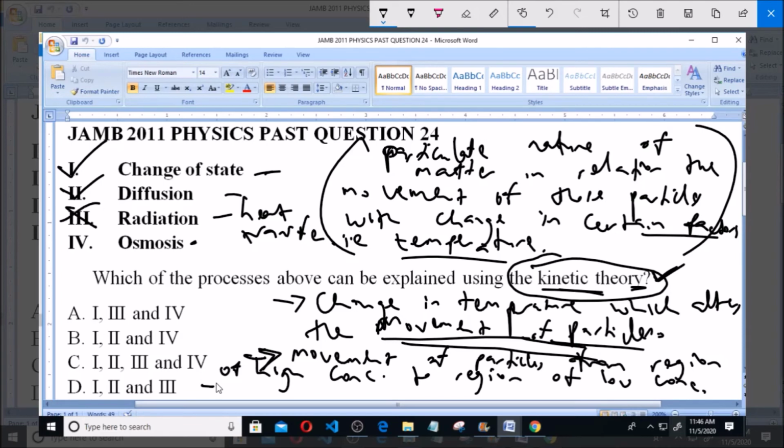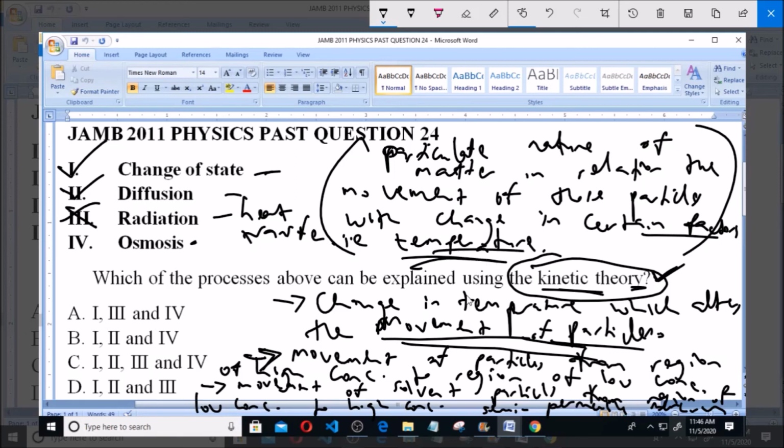And then 4 says osmosis. And osmosis refers to movement of solvent particles from a region of low concentration to a region of high concentration through a semi-permeable membrane. Now, similar to diffusion, it actually has to do with particles, and the factors that we described under kinetic theory, such as temperature, actually affects the rate of movement of these particles. So osmosis can be explained using the kinetic theory.